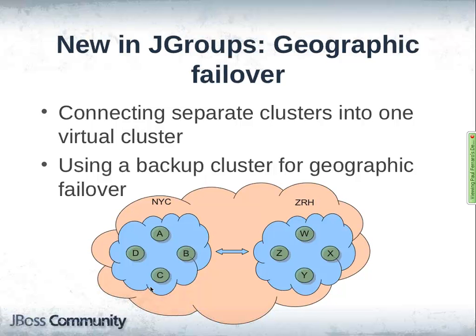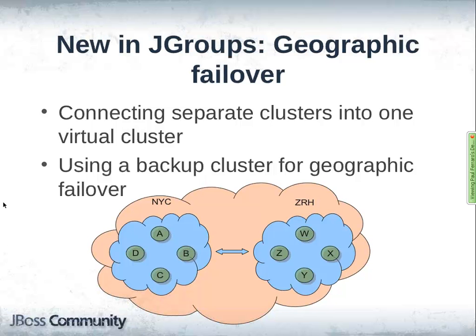All right, so the first feature is something I talked about at JBoss World, which is the ability to connect separate clusters into one large virtual cluster. If you look at the slide, on the left side we have a local cluster in New York City consisting of A, B, C, and D. And we have another cluster in Zurich consisting of W, X, Y, and Z. These local clusters could be using IP multicasting, or they could be using TCP. Let's assume they're using IP multicasting.